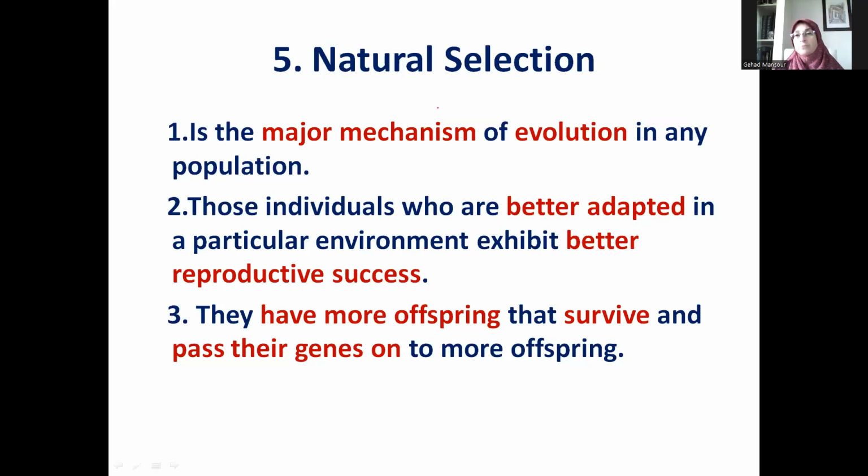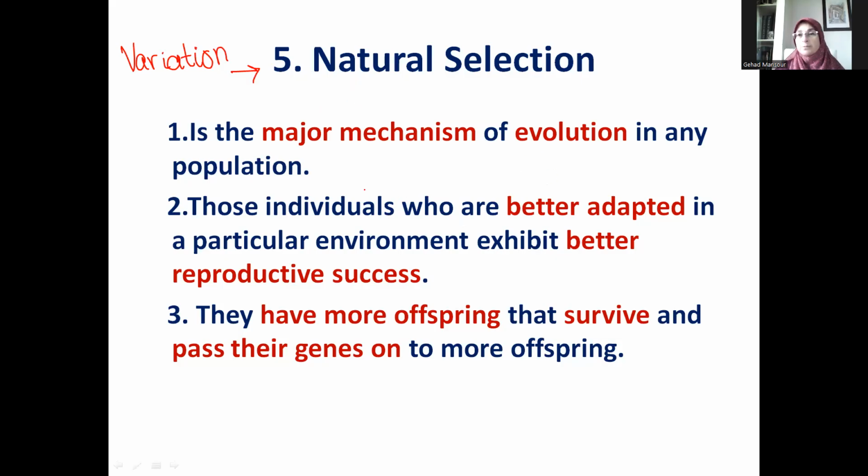In number 5, we have natural selection, and natural selection is, of course, the major mechanism that causes evolution. But again, natural selection cannot work unless there is an original variation. So the population has to be variable first. We should start by having variation, and then after that, natural selection would act on that variation.